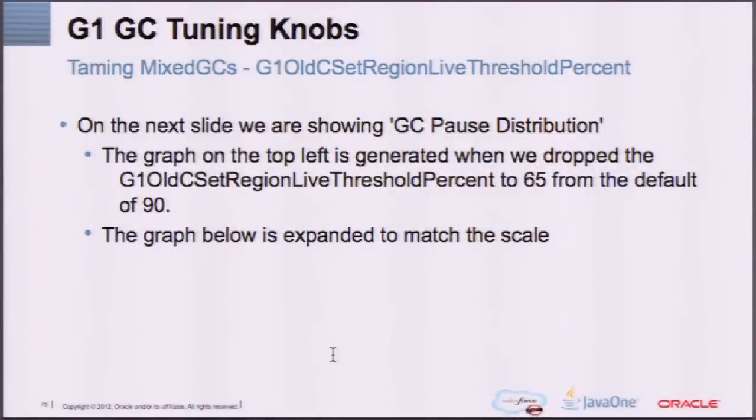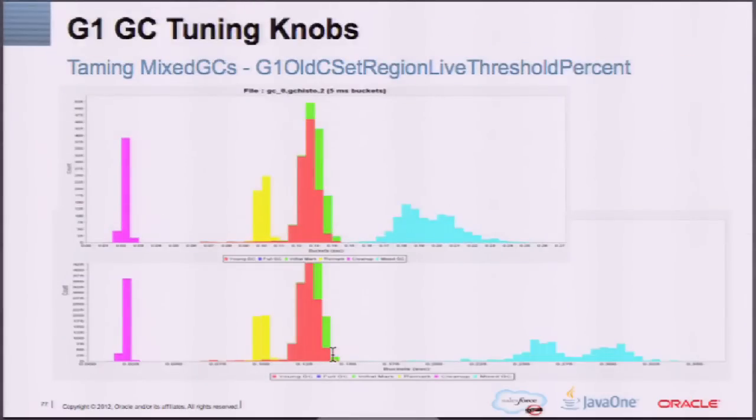So I'm going to show you some GC pause distribution. The graph on the top that I'm going to show you next is basically generated when we dropped the CSET live threshold. Remember, CSET live threshold percent defaults to 90. We asked the people to drop it to 65, and the graph below is expanded to match the scale. So you see how the pause distribution shifted? I know you cannot read the numbers, so I have written them down here.